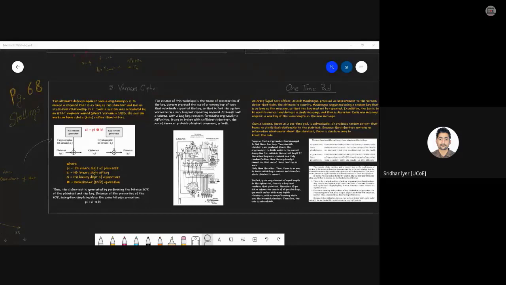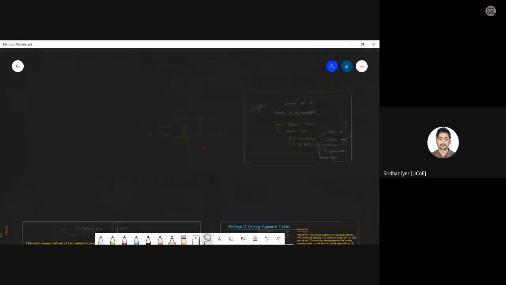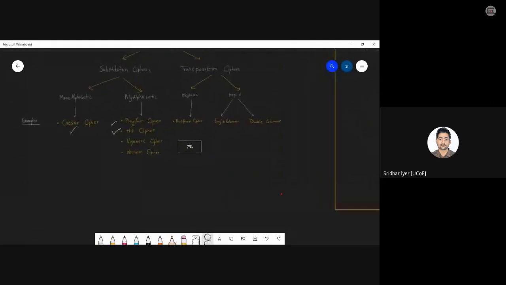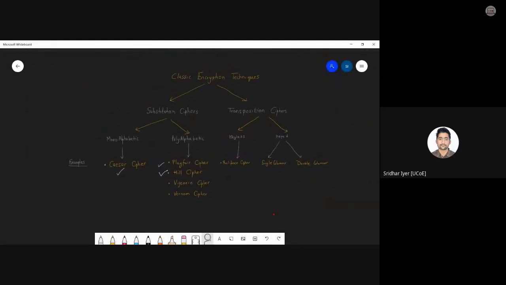Again, it has got two types. Let me show you the diagram once again. Yeah, over here. We have already seen Caesar cipher, Playfair cipher, Hill cipher, and Vigenere cipher. Okay, so Vigenere is also done. The only thing left is Vernam cipher, and after we are done with this, we will straight away start with transposition ciphers, and it has got three types.